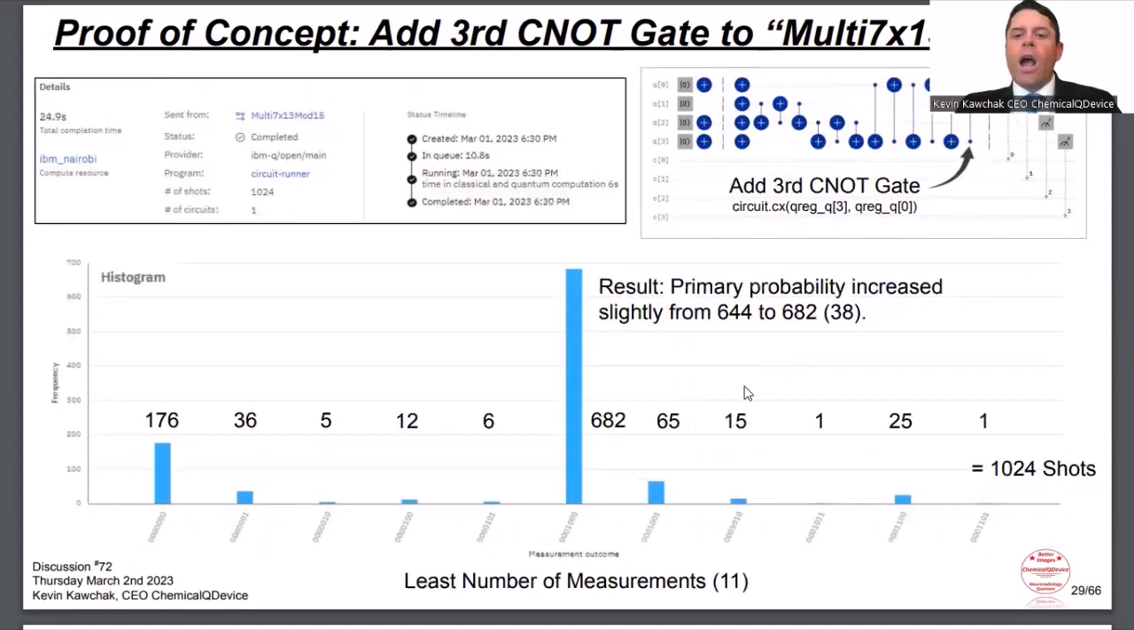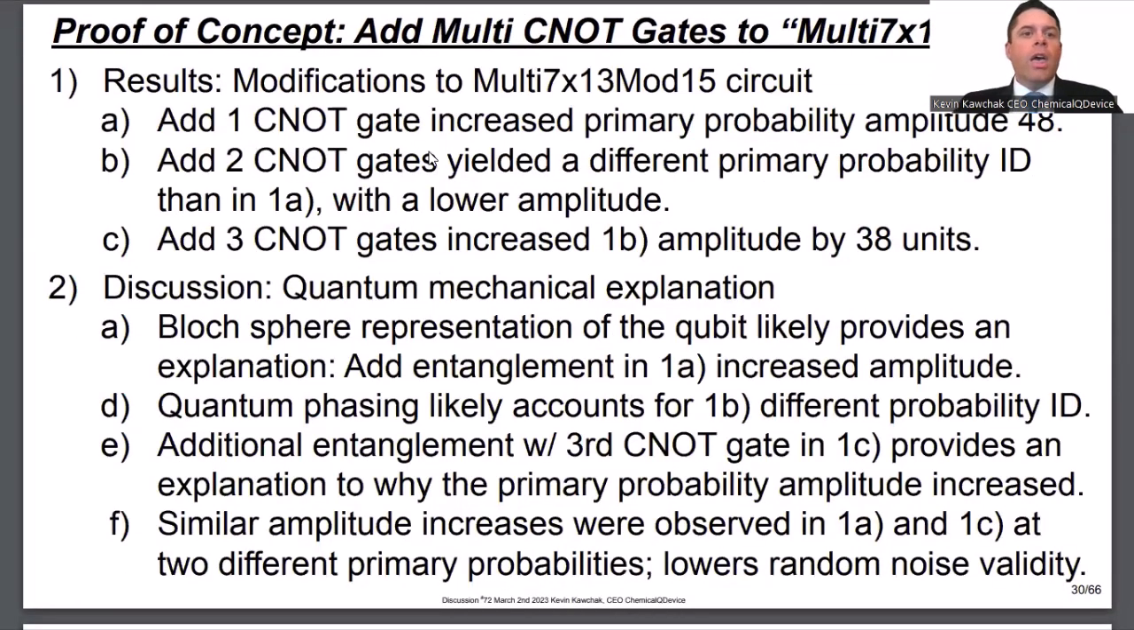From the 644, I saw a similar bump. As far as this primary probability, it stayed the same, or appears to stay the same, and then increased in amplitude, just like when I added the first one. So adding the first CNOT gate and the third CNOT gate both tended to increase this amplitude. Basically, I went through all of it, but it has to do with phasing, what a CNOT gate does. I'll have these slides up afterwards if you want to take a look, and feedback is appreciated as well.